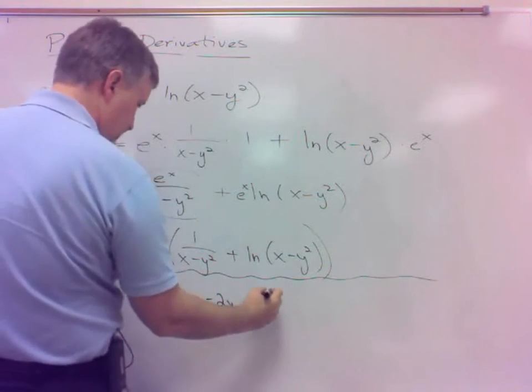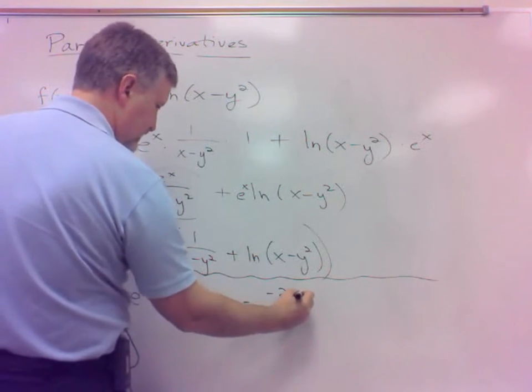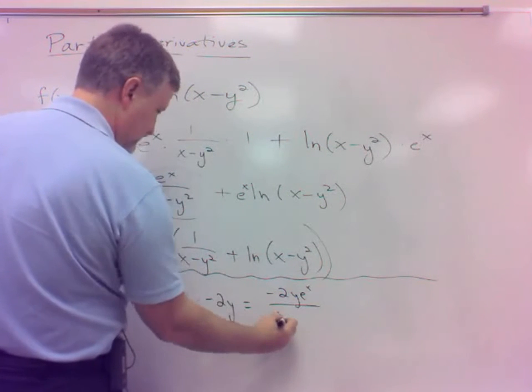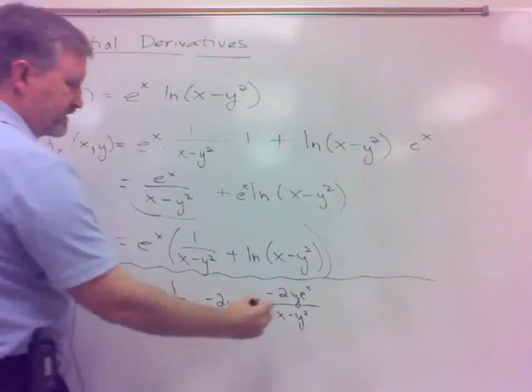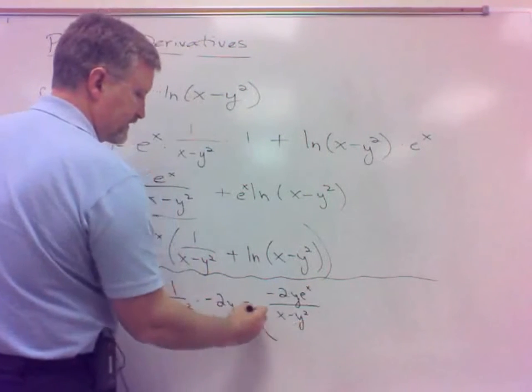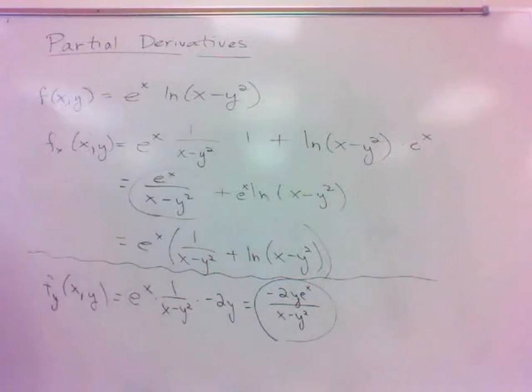And so how do we want to write that? Negative 2y e to the x over x minus y squared. I don't think that cleans up any. A little bit easier one. Less terms anyway. Do that one right? Yeah. Believe that one? Okay. All right.